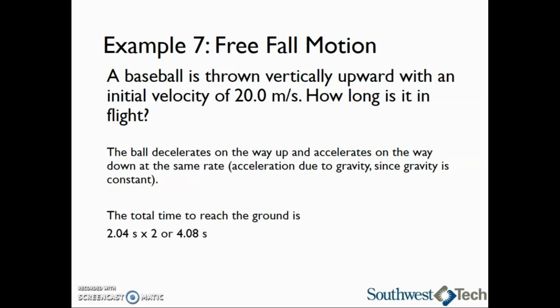We can also talk about what speed the ball will hit the ground at. It will hit the ground with the same speed as what it was initially thrown at, because again the only force acting on the ball is the acceleration due to gravity. Therefore, the ball will hit the ground at 20 meters per second. This concludes our discussion and examples of free falling motion.